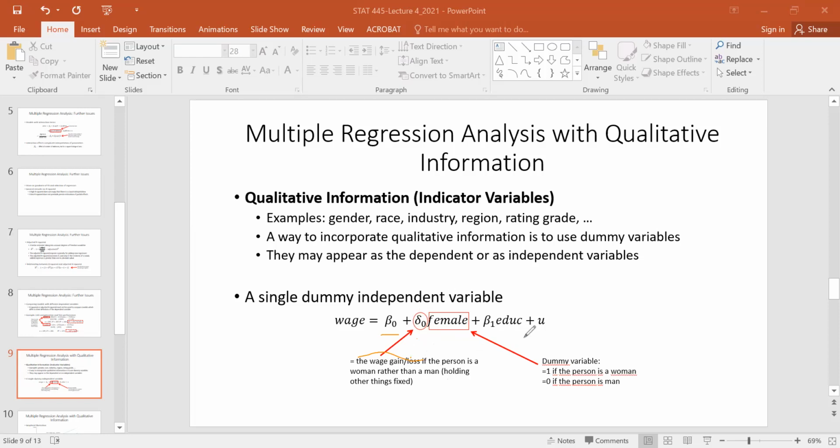So here, the female variable is defined. Actually, it's not good practice to call this female. It's better to call it gender. But we are calling it female so that we know that this variable takes a value of 1 if a person is a woman and 0 if the person is a man.